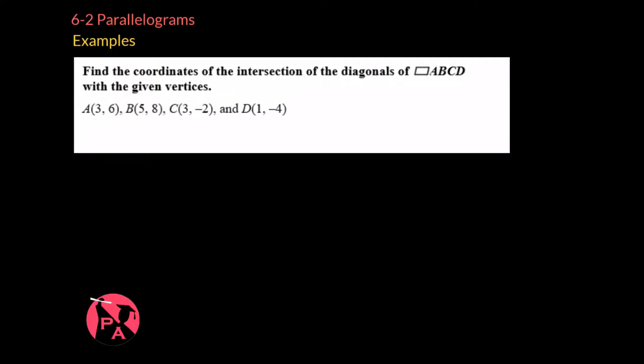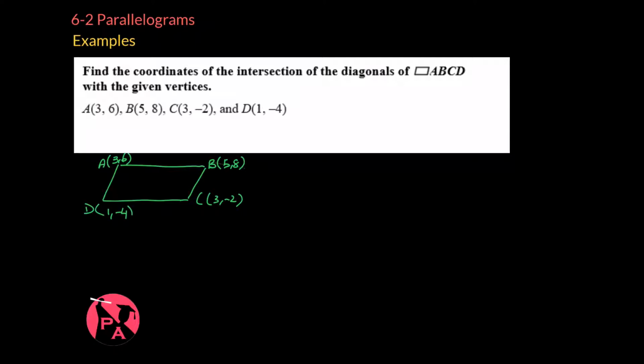This one is the last example of the lesson. It's about finding the coordinates of the intersection of diagonals of a parallelogram. So we have given vertices. Let's draw a random parallelogram. It doesn't need to be on the coordinate plane. Point A is 3, 6, but we need to follow this pattern. We cannot skip any points. The next point, it doesn't matter which way you go, 5, 8, but you need to continue going the same way. C is 3, negative 2, and then point D is 1, negative 4.